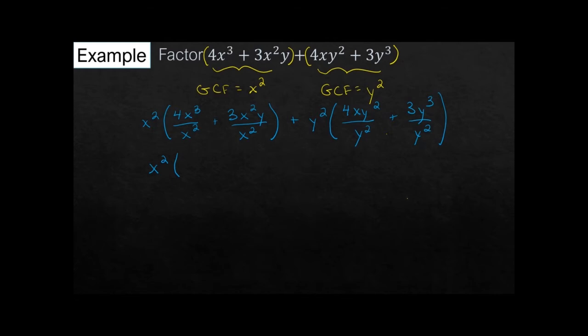So I have 4x cubed over x squared. So I'm going to have a 4 when I divide that. And when you have exponents like that, you subtract top minus bottom. So 3 minus 2 is 1. So I'm left with a single x. And then I go to my second fraction. I have a 3. And then my x squared over x squared, those completely cancel because 2 minus 2 is 0. So there's no x at all, but there is a y. So when you factor out an x squared, you're left with 4x plus 3y.